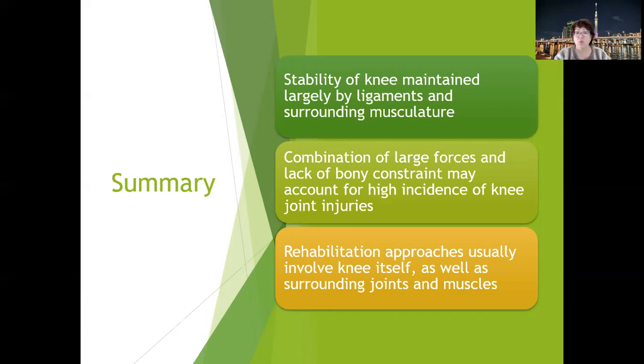So no matter what setting you work in PT, you're always going to be working with people with knee injuries. Sometimes I'll say if we walked around on our hands, we'd probably be working more on elbow and shoulder injuries. But since we walk around on our feet, it's hip and knee that we're working on a lot.